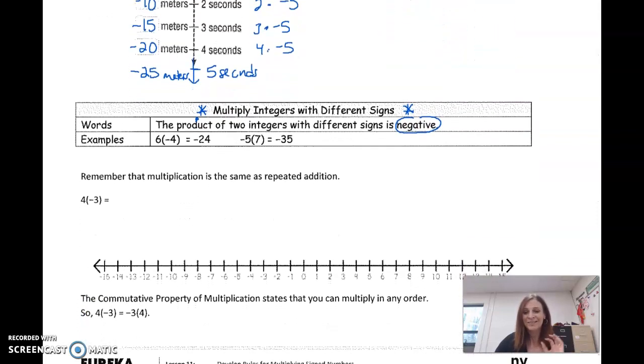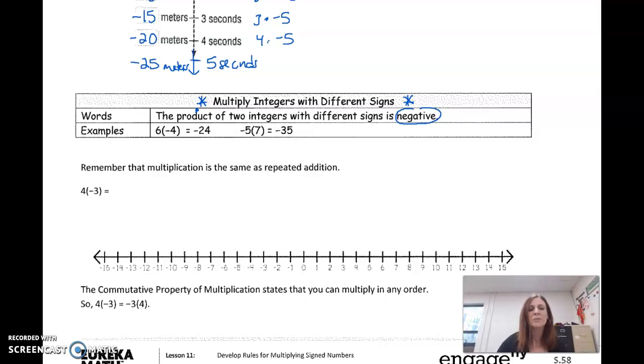So let me show you kind of where that comes from. Remember that multiplication is the same as repeated addition. So instead of repeatedly adding something over and over, we can just say multiply. Here's what we mean. If we have 4 times a negative 3, that means I'm going to take negative 3 and add it 4 times. Repeated. So negative 3 plus negative 3 plus negative 3 plus negative 3. Repeated addition 4 times.